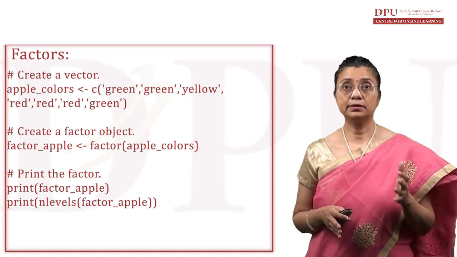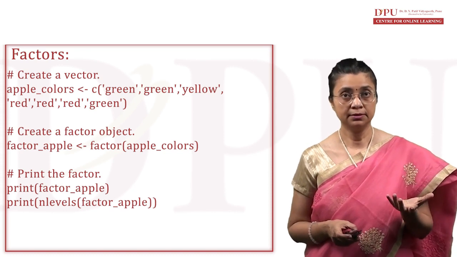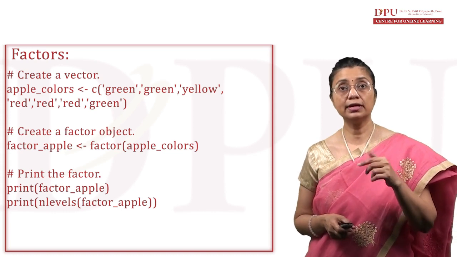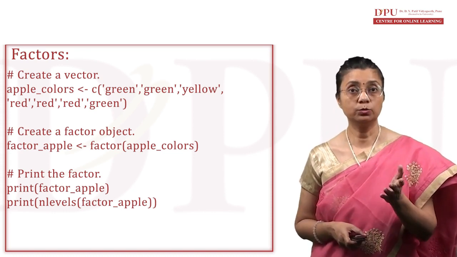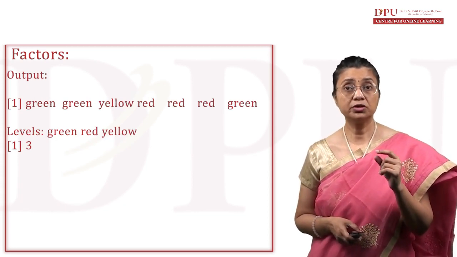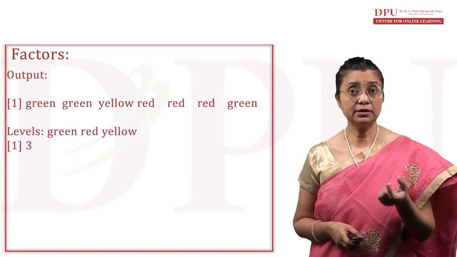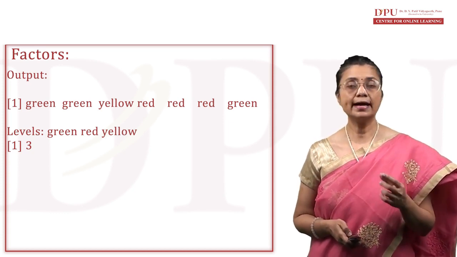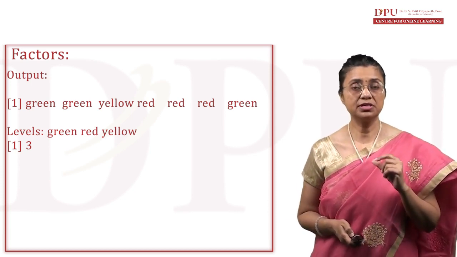When I created apple, the data was green, green, yellow, red, red, red and green. That was my vector which I created. But when I factorized it and stored it in factor_apple, the three different values were stored: green, red and yellow. When I printed the levels, I got green, red and yellow, and when I printed nlevels of factor_apple, I got the number 3. That is how I'm factorizing the data, or finding out the distinct values in a list of values.